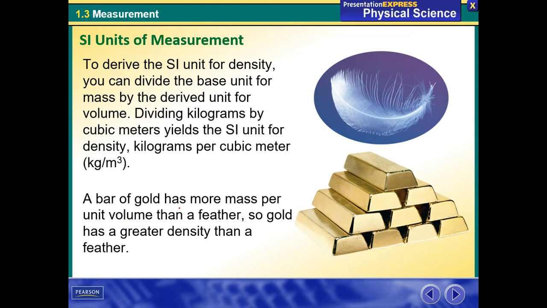Now, a bar of solid has more mass per unit volume than a feather, so we usually say that it has greater density. One thing that I would like you guys to write down is water's density equals 1 gram per milliliter or 1 gram per centimeter cubed. Please write that down in your notes.